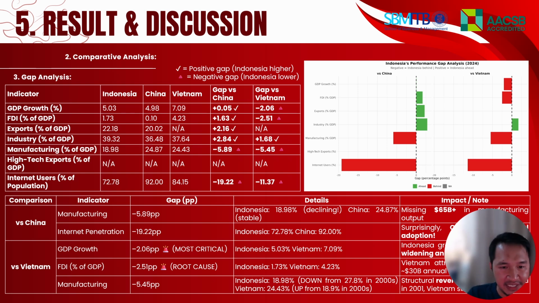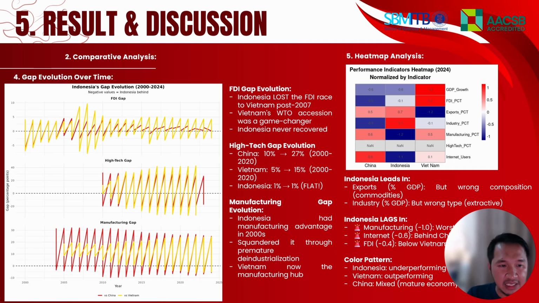Next, we do gap analysis, which shows several aspects where Indonesia has a negative gap compared with China and Vietnam. In the comparative analysis, the gap evolution over time has increased, which means Indonesia had a manufacturing advantage in the 2000s but squandered it through premature deindustrialization. Vietnam is now the manufacturing hub. Indonesia lacks in manufacturing, internet, and FDI. By the color pattern in the heat map analysis, we see Indonesia is underperforming, Vietnam is outperforming, and China is mixed because it is a mature economy.